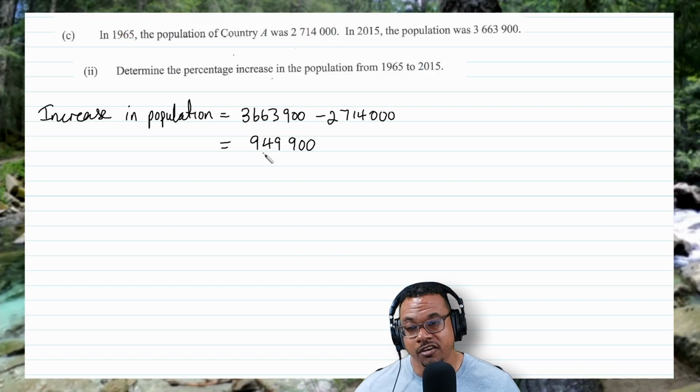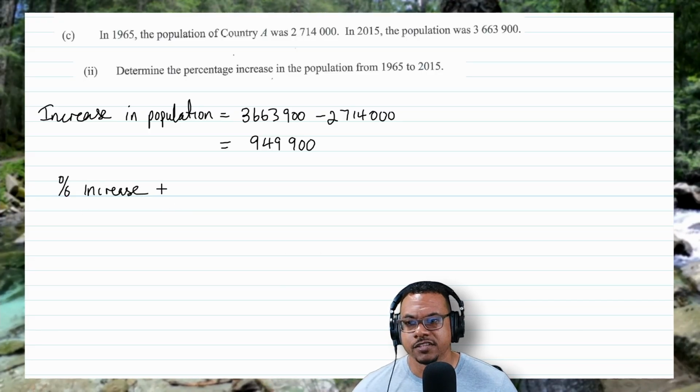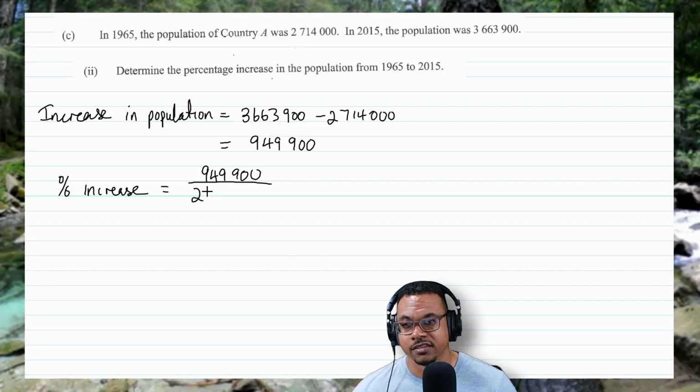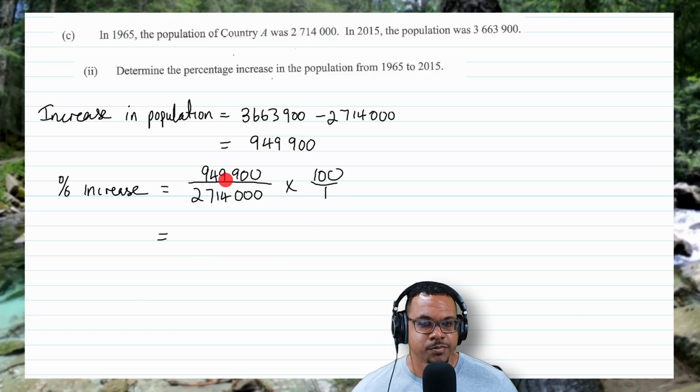So we'll take this population increase here and put it over the original amount of people in 1965, and then we multiply that by 100 to get the percentage increase. So my percentage increase is equal to 949,900 divided by the original amount that was in 1965, which is your 2,714,000, multiplied by 100. So now I can just put this entire thing into the calculator and get the answer.